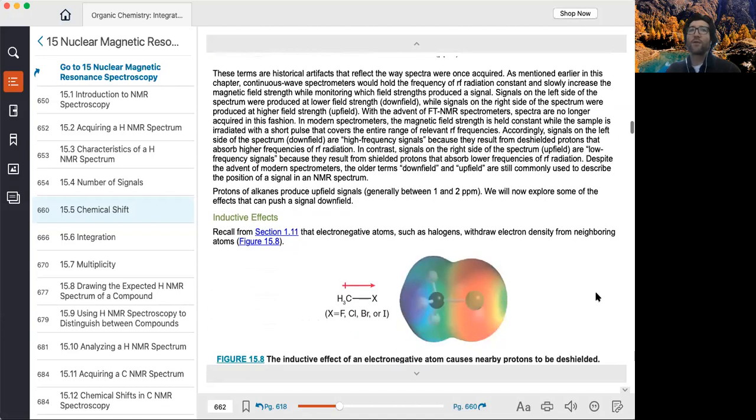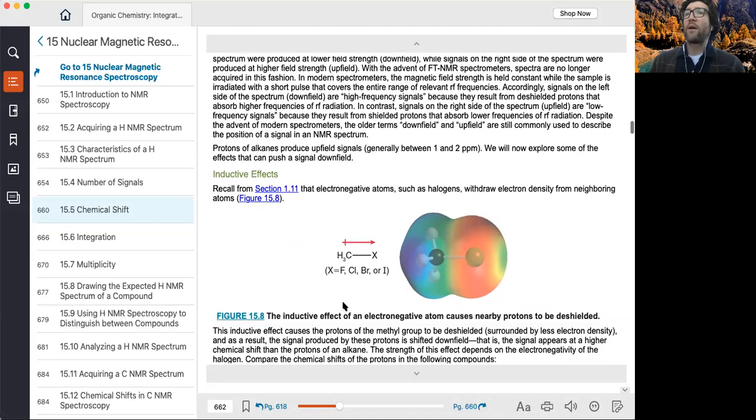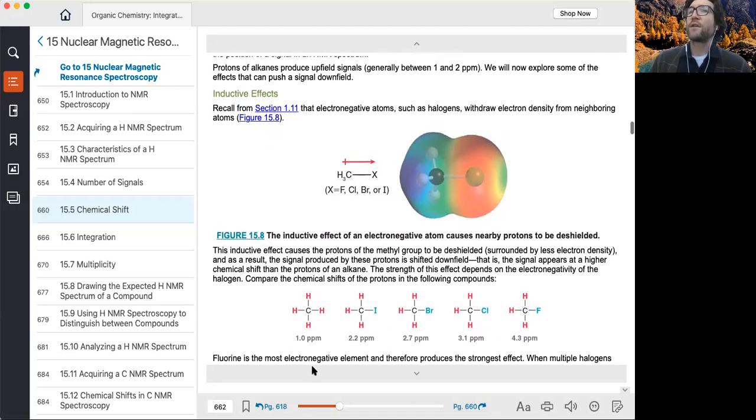The reason why is somewhat due to inductive effects. The inductive effects are pretty strong, meaning if there's a molecular dipole, such as in these very simple alkyl halide molecules, then we're going to see a big difference in the chemical shifts of the protons that are attached to the carbon. Now, here the book gives you a very nice series where methane, all the protons are chemically equivalent and their resonance is at 1 ppm.